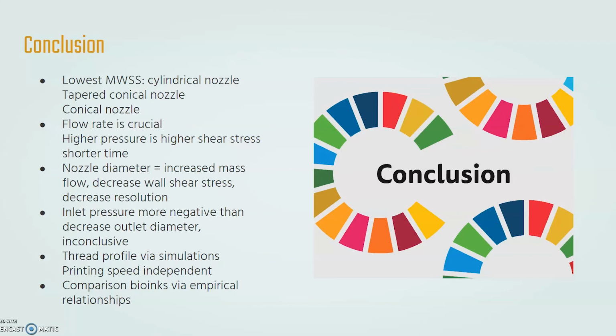It has not been found in the research that a higher inlet pressure has more negative effects than a decreased outlet diameter on the shear stress. The results within this paper have been made using computational fluid dynamics simulation. This shows that it is possible to make a trap profile with these simulations. The simulation itself also showed that the optimal printing speed is independent of the nozzle geometry when you have a constant outlet diameter and a constant mass flow rate.